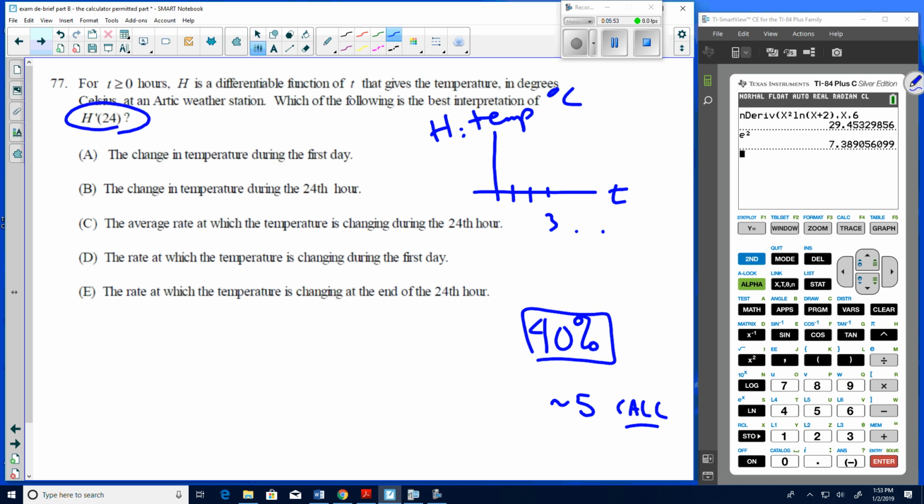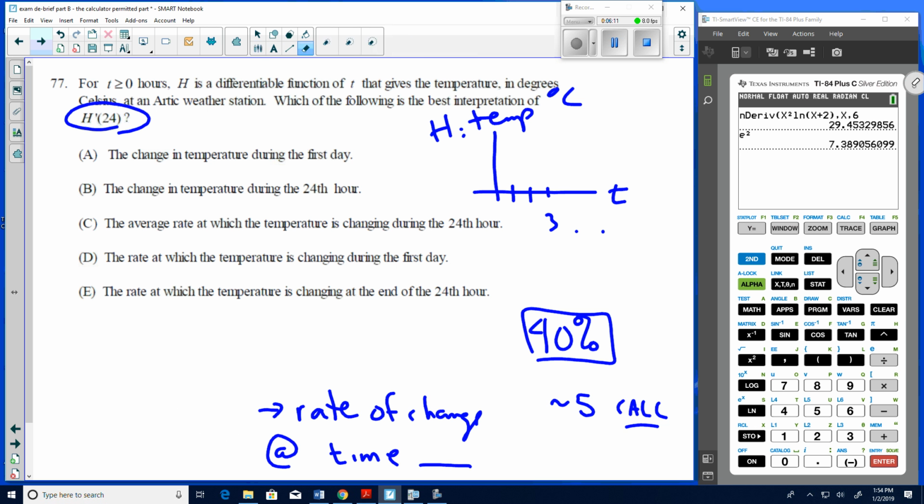Well, first of all, you know that h prime gives a rate of change. It's the slope of the tangent line, the rate of change at any hour, whatever the time is. This is h prime of 24, so h prime of 24 would give the rate of change at time 24. So as you're ticking along here, here's 1 hour, here's 2 hours, here's 3 hours, here's 24 hours out there, and there's some curve, and we're looking for the slope of the tangent line. m would be h prime of 24.